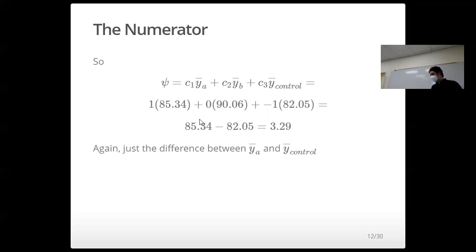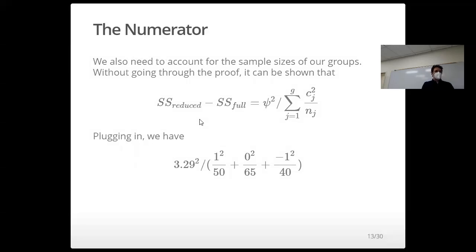And the reason we do it this way is because we can use this for more general cases as well, and it works perfectly adequately for pairwise comparisons. The other thing we need to account for is the sample size of the groups, which is why I saved them before. I'm not going to go through the proof of why this is the case, but we can get the sums of squares reduced minus sums of squares full, which is what we need for our numerator, by squaring the psi we got, and then dividing by this, which is, for each group, the sum of the coefficient squared, the C squared value, divided by the group sample size.